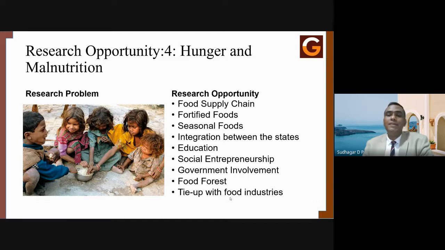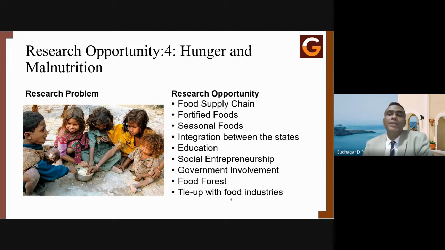Integration between the states. Is it possible for you to develop a model for how integration can happen between the states? Most of the time, the agriculture produce of a particular state gets wasted because there is lack of transportation and lack of collaboration between the states. So is it possible to have an integration between the states through which any excess agriculture produce could be transported to the other state which is in need, through which you will be able to reduce the hunger as well as malnutrition?